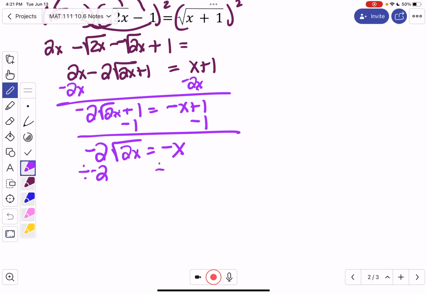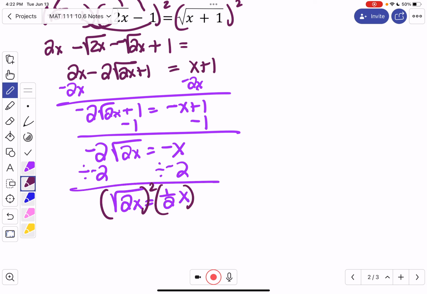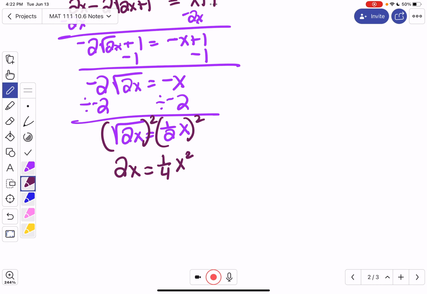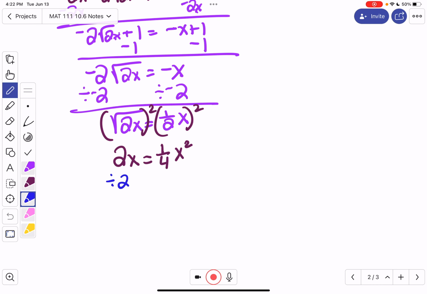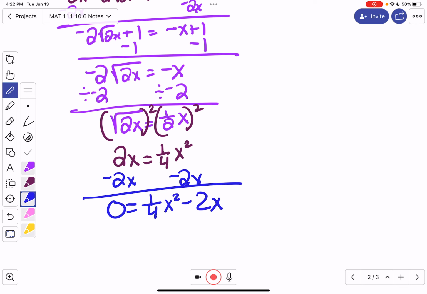Divide by negative 2. So radical 2x equals 1/2 x. Now our radical's alone. We can raise it to the second power again. So it cancels the radical on this side. 1/2 times 1/2 is 1/4, and x times x is x squared. Now we can solve. So we're going to divide both sides by 2. Nope, I lied. We have an x squared, so we need to get everything on the same side. So we're going to subtract 2x. We get 0 equals 1/4 x squared minus 2x.